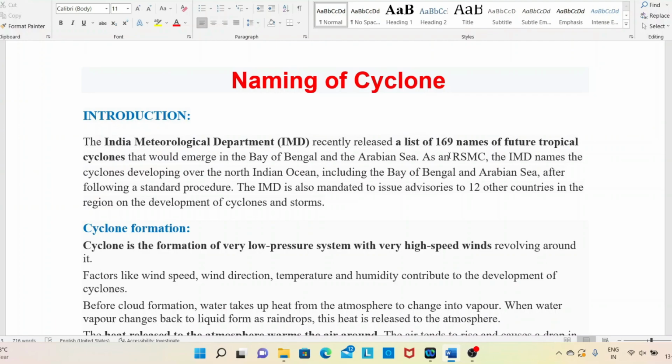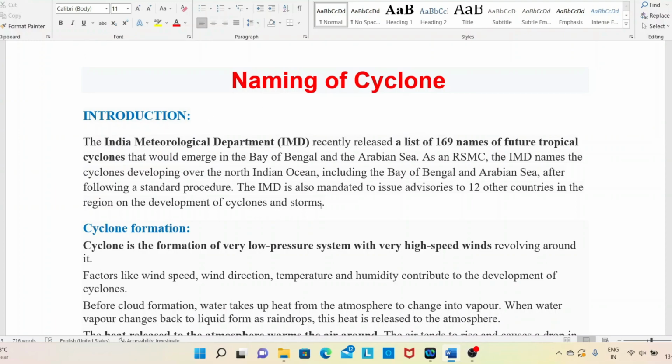RSMC means Regional Specialized Meteorological Centre. The IMD names the cyclones developing over the North Indian Ocean, including the Bay of Bengal and the Arabian Sea, after following a standard procedure.